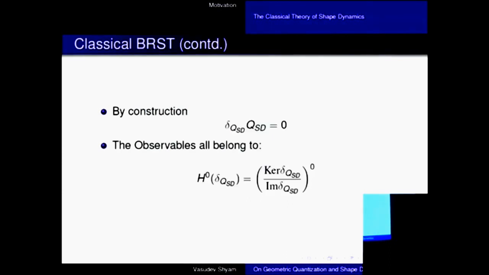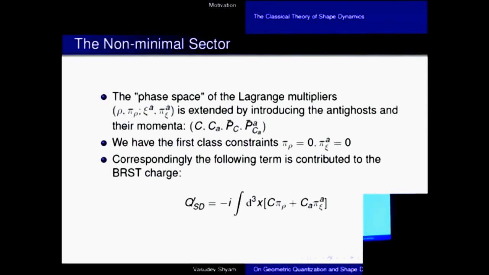Now this by construction is nilpotent, because it's a first-class theory, and at least classically it's going to be nilpotent. And as I said before, the observables are going to belong to the zeroth cohomology class. Now, I shall move to the non-minimal sector of the BRST, I'll tell you why it's relevant later on, but doing that is also direct.